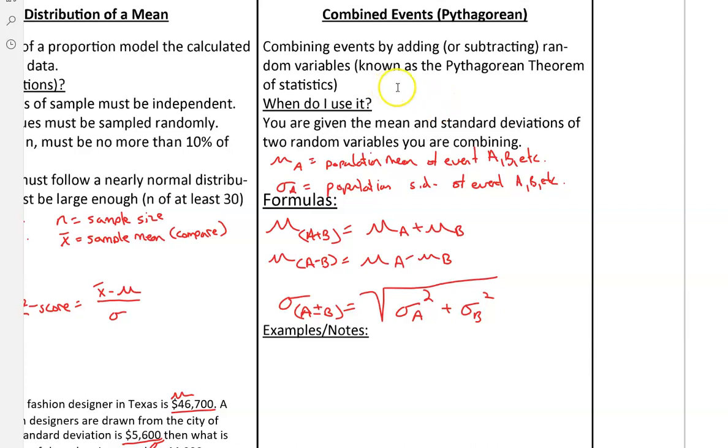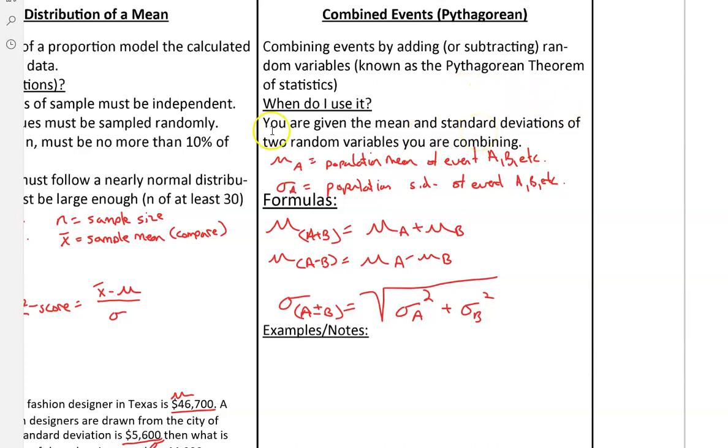The next type of problem we're going to look at is combined events. You'll remember this as the Pythagorean theorem of statistics. You combine events by adding, or you can subtract if you need to compare the two events' random variables. It's when you're adding or subtracting two random variables.